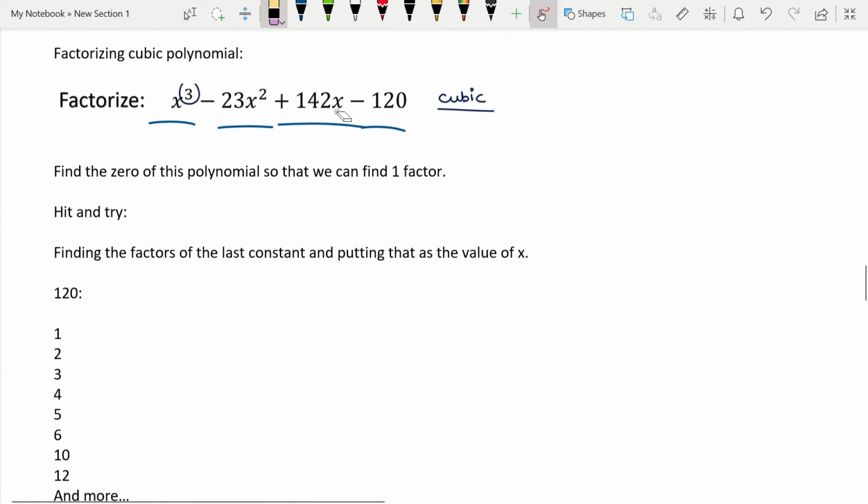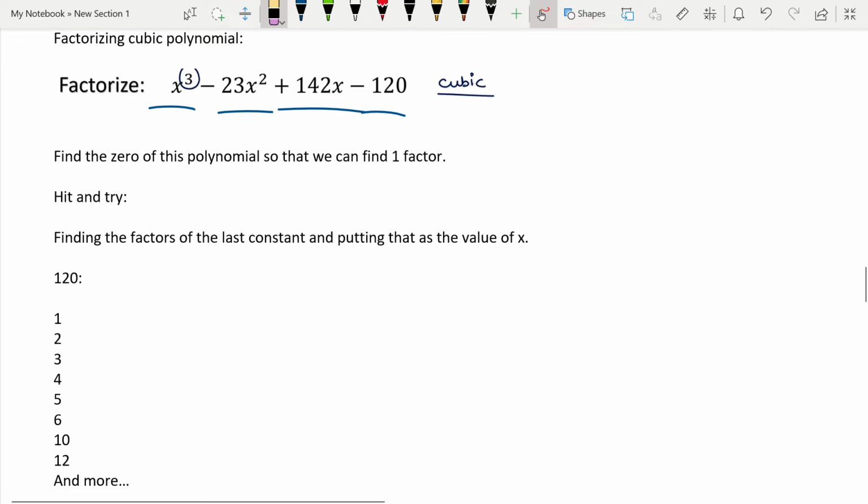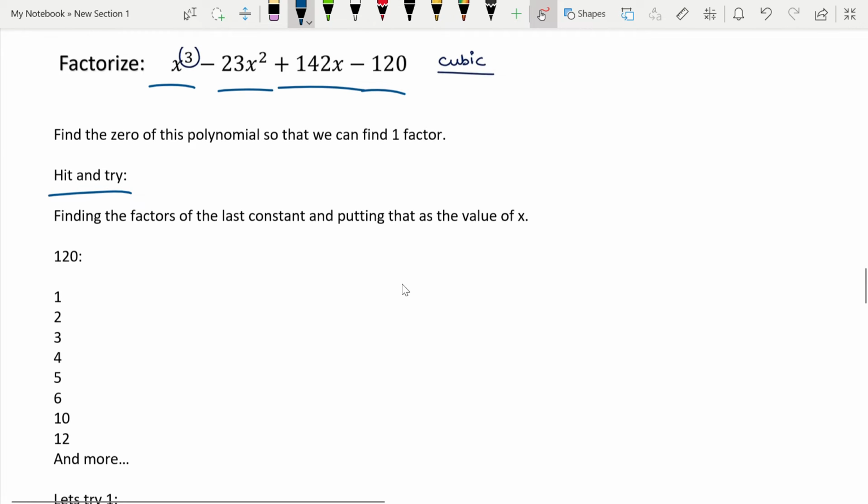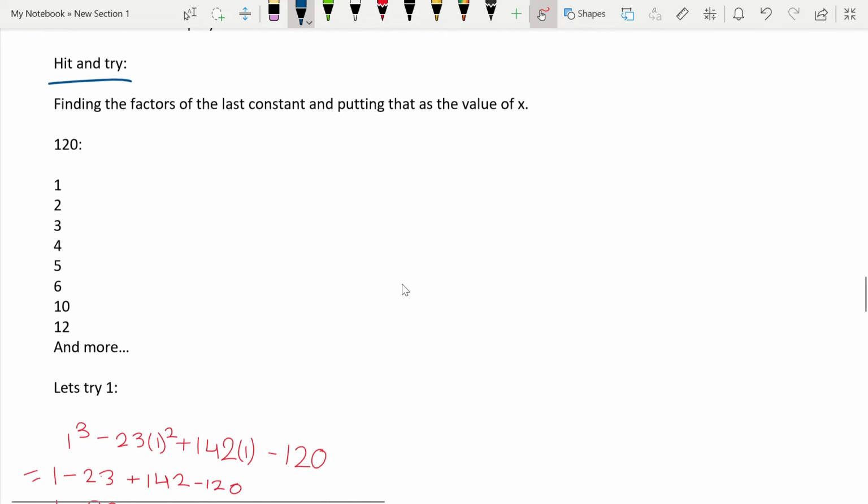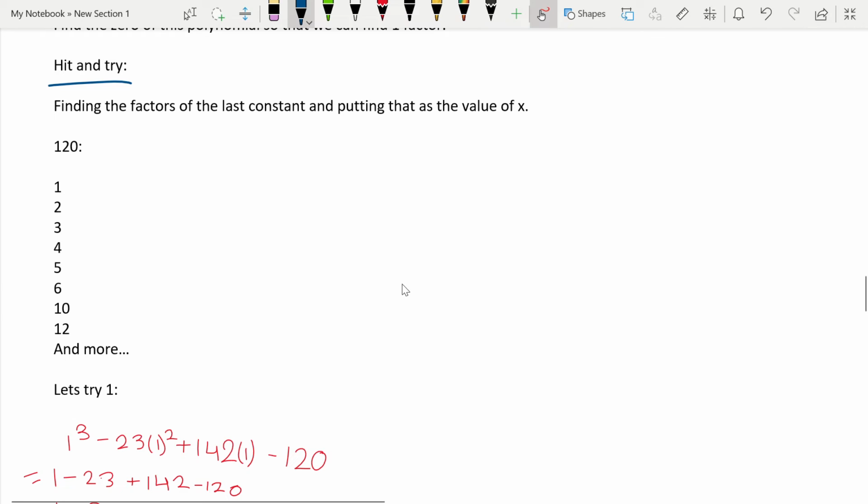Now we've got the hidden prime method, meaning finding the factors of the last constant and putting that as the value of x. So if you have 120 as the last constant, meaning a lone number, then find the factors of the last constant and put them in as the value of x. So if you have 120, what are the factors? 1, 2, 3, 4, 5, 6, 10, 12, and many more. Let's start with the easiest, which is 1.